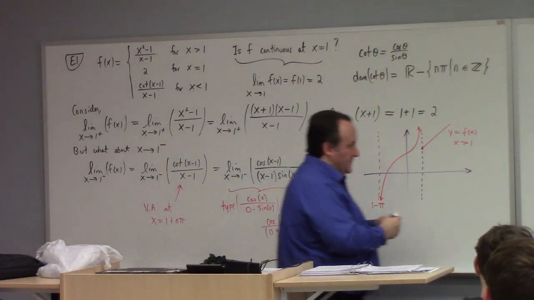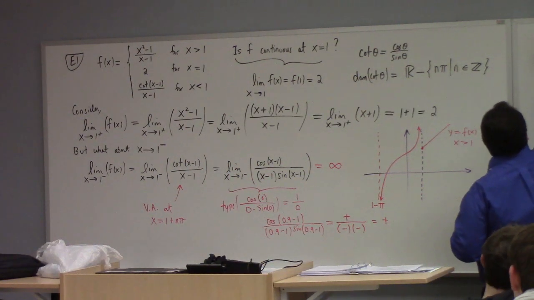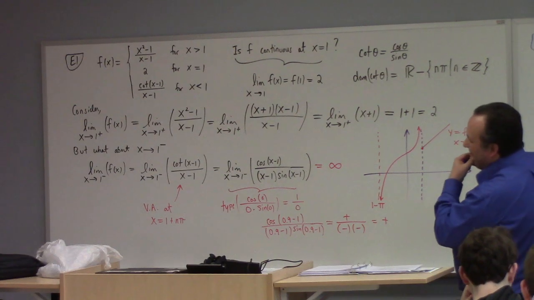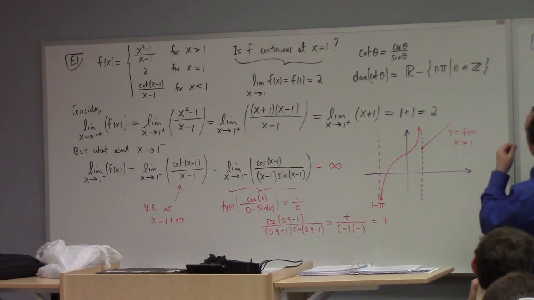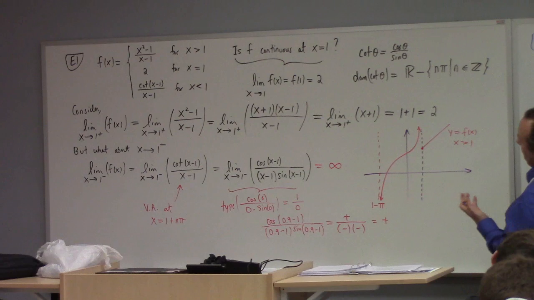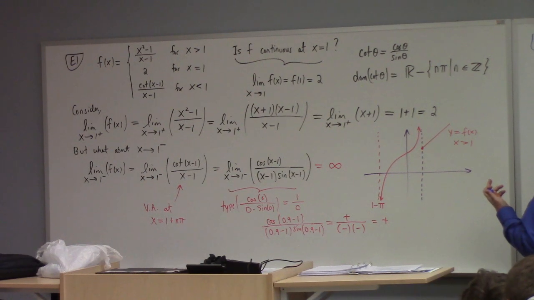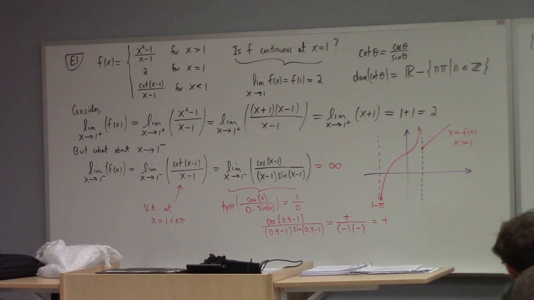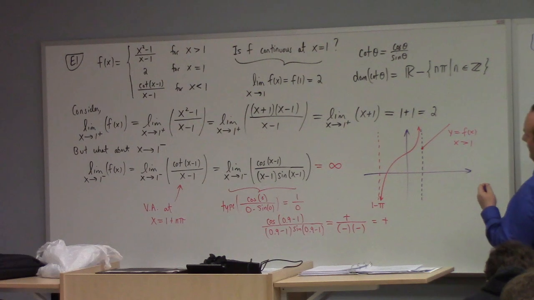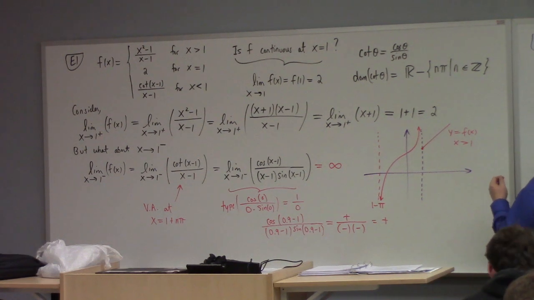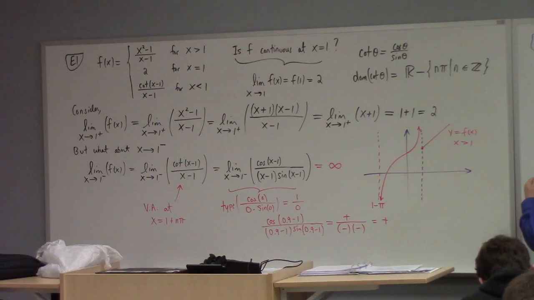Let's change this example ever so slightly. Let's take that cotangent and make it a tangent. See how this turns around? So if I have x squared minus 1 over x minus 1 for x greater than 1, we'll define the value to be 2 at x equals 1. And we'll make its formula c times the tangent of x minus 1 over x minus 1 for x less than 1.